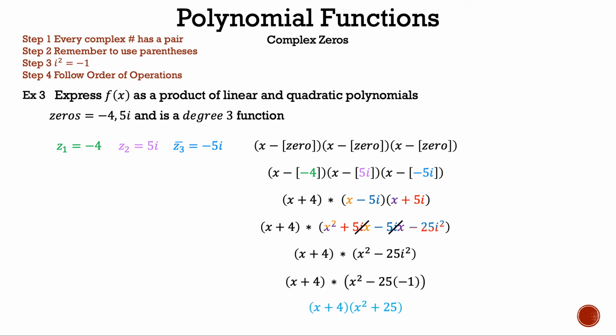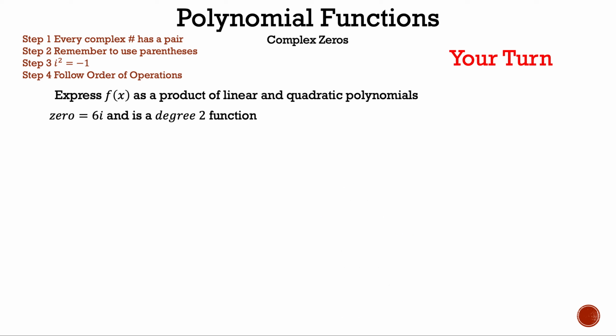But what if the question asks us to multiply even further? Well, the result would be x cubed plus 4x squared plus 25x plus 100. Now it is your turn, so go ahead and pause the video here so you can take your time to answer this question, and I will show you the result in 3, 2, and 1.